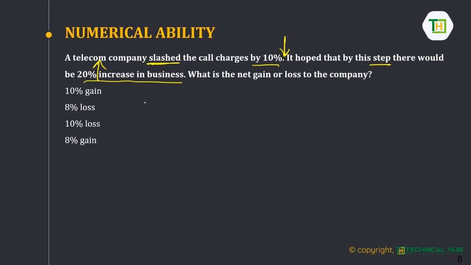Now let us take the initial value as 100. Initially that value is 100. First, what we are doing here, call charges are decreased by 10 percent.